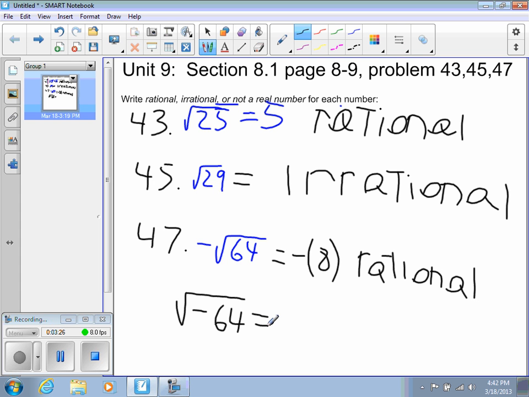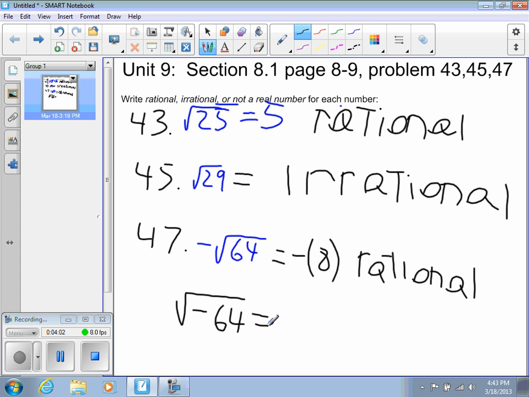Let's take negative 8, because the square root of 64 was 8. So if we take negative 8 and we square it, do we get negative 64? No, we get positive 64. It's not possible to square a number and get a negative number. So if the negative is inside of the square root sign, if it's inside of the radical, then we have not a real number. Now, we do have numbers called imaginary numbers.